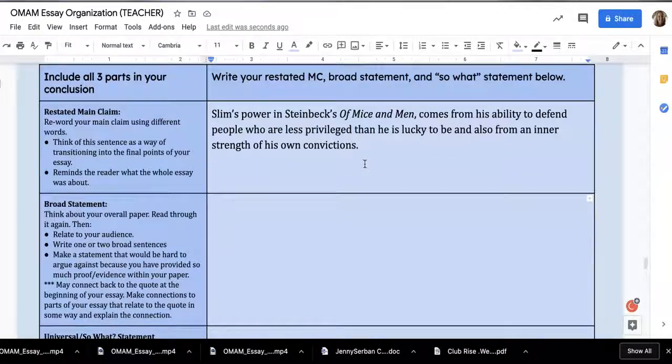Now, when you go to the broad statement, you are supposed to think about your overall paper. And it says read through it again. I really want you to do that right now.